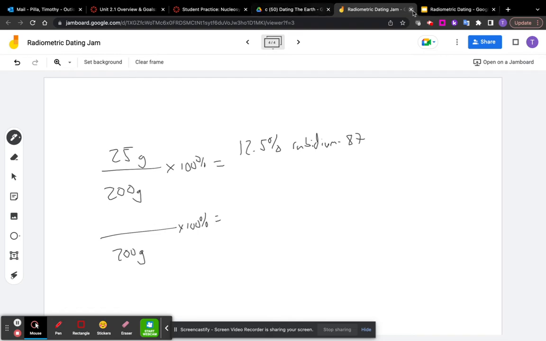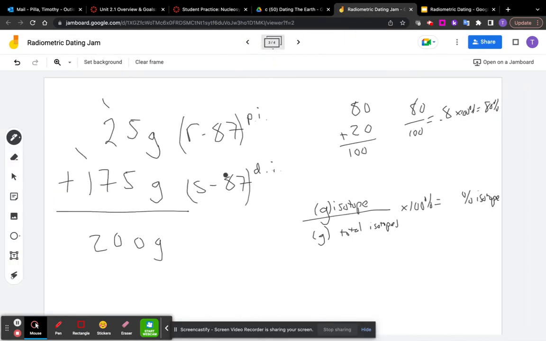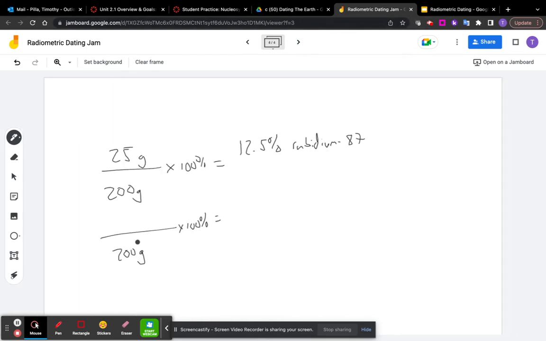But how much did we have? We had 175 of the strontium. Calculator, 175 divided by 200 equals 0.875, times 100%, 87.5% of strontium-87. So there you have it.